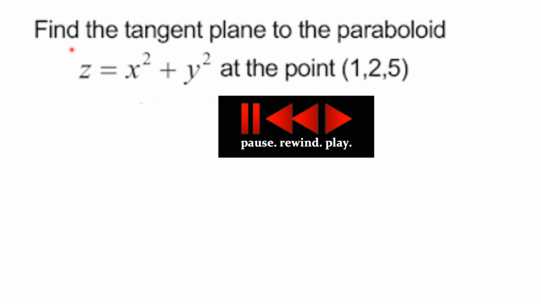Let's do another problem. Find the tangent plane to the paraboloid z equals x squared plus y squared at the point 1, 2, 5. You know what to do. Let's see how you did.